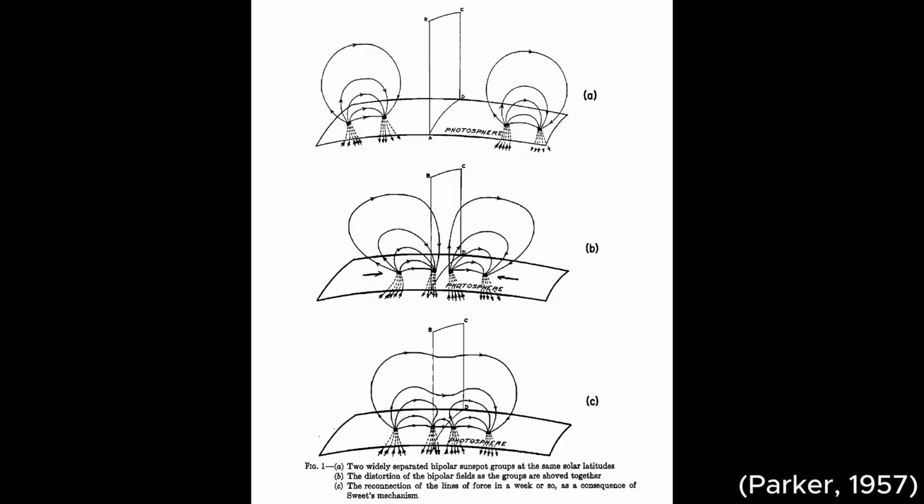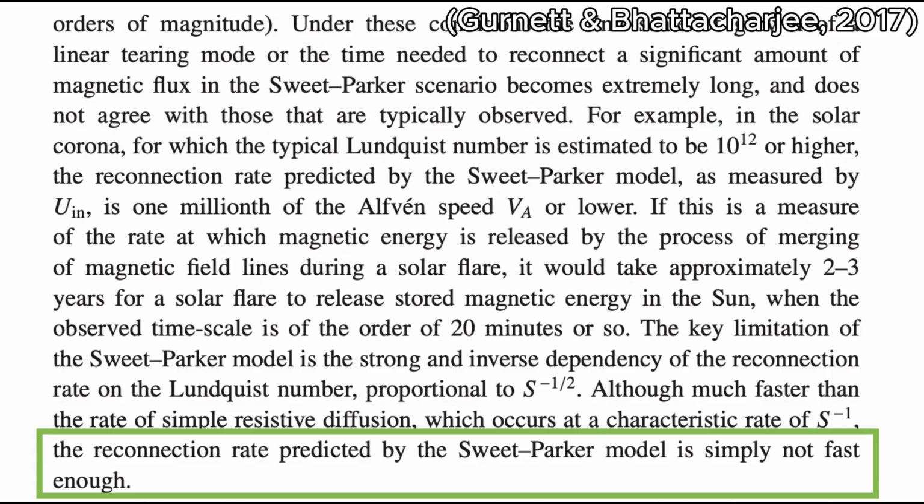What the Sweet-Parker model tells us is that a dissipation mechanism based on classical resistivity can produce the kinds of energy we would typically see in solar weather events. But in order to do so, magnetic reconnection would have to occur over a timescale that is much longer than what we actually observe. The problem here lies in the assumptions we've made about our system.